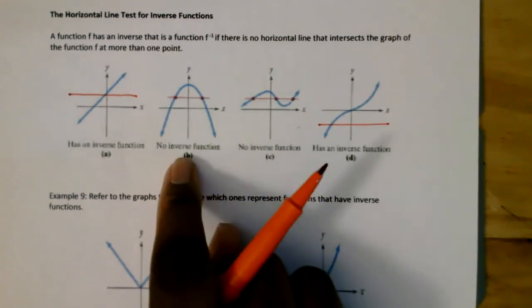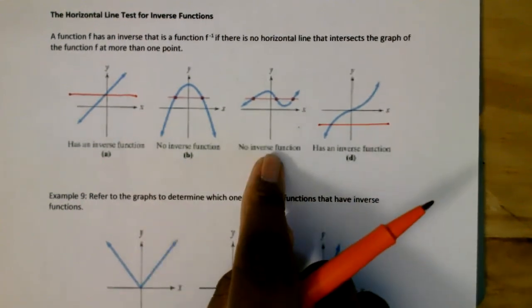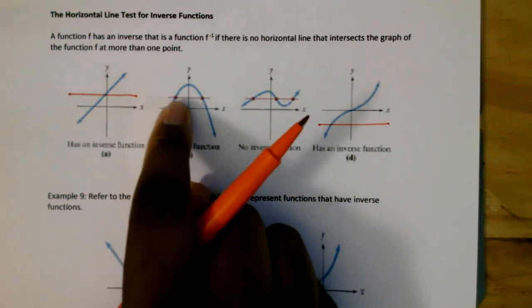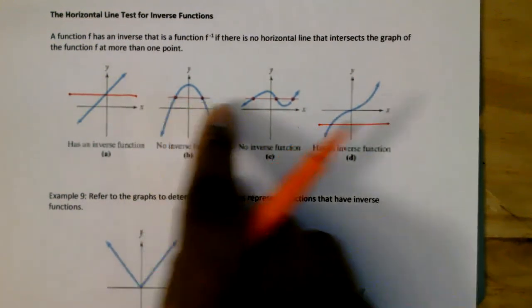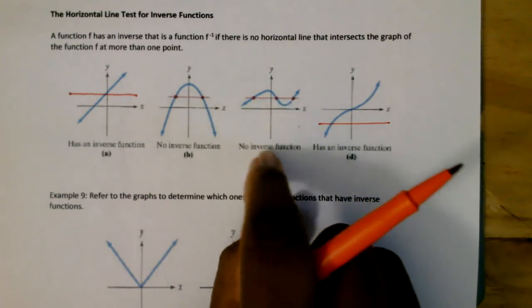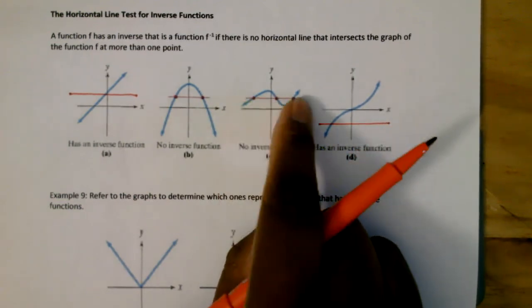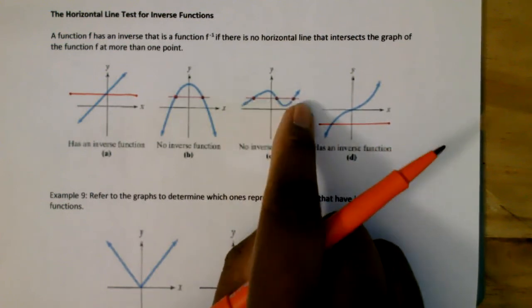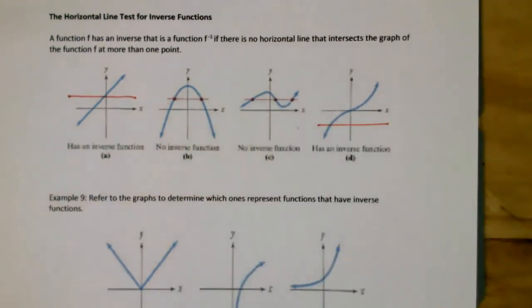The two in the middle, graph B and C, do not, because that horizontal line crosses the graph at two places. The same here. This graph, well, the horizontal line is crossing the graph at 3 different places. So these two do not have an inverse function.